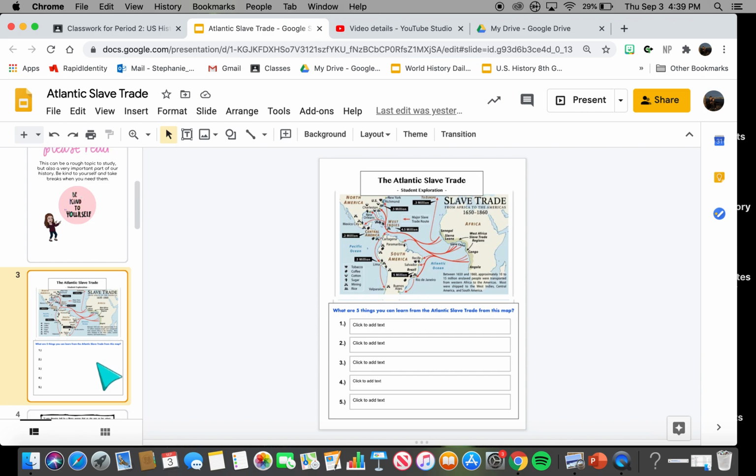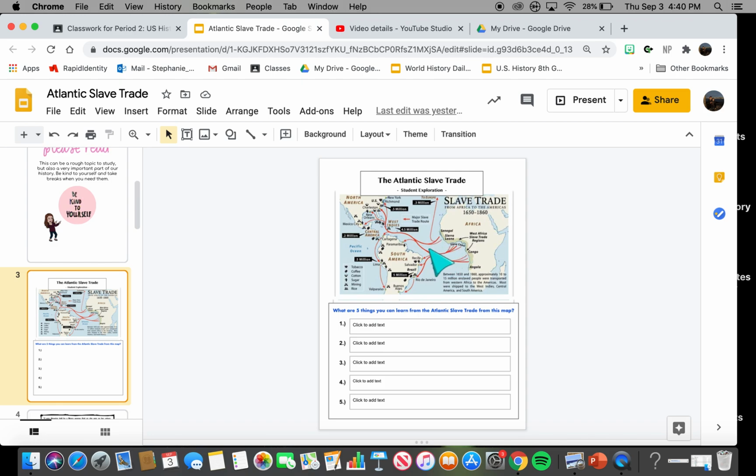So what you're looking at for this first slide is a secondary source. And the secondary source is going to go over slave trade in a map sense. So how did they get to the colonies and how did they get to other countries? Obviously it was not by choice, it was by force. But this map gives you an idea of the travelings of how things got to where they did. So you're going to answer this question down here. It says, what are 5 things you can learn from the Atlantic slave trade from this map?